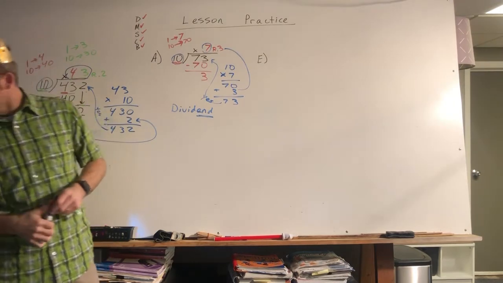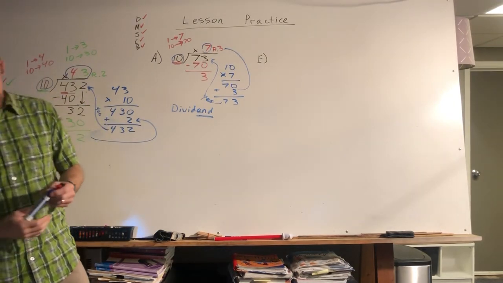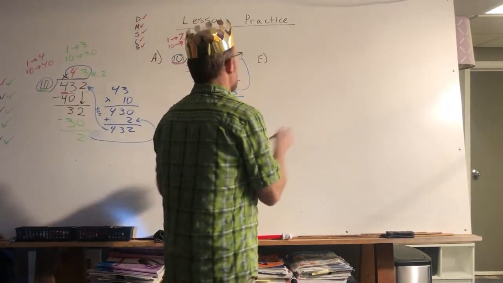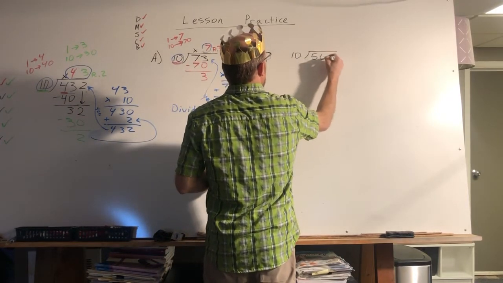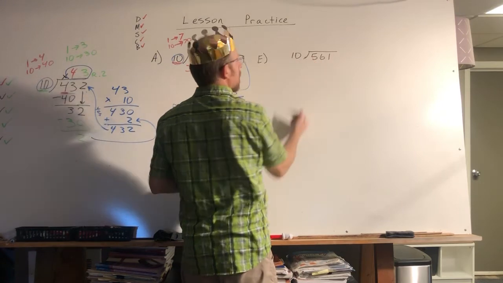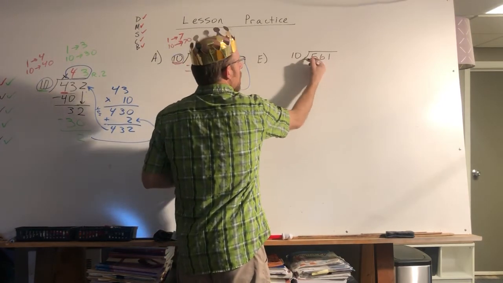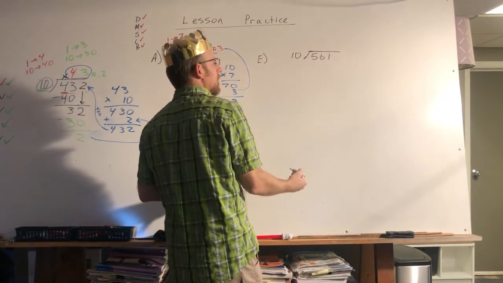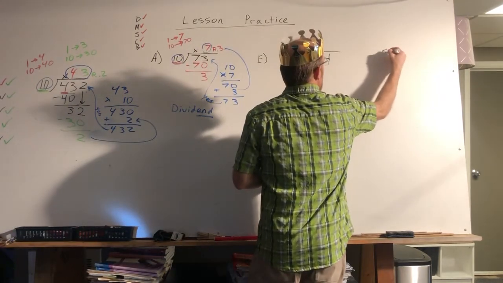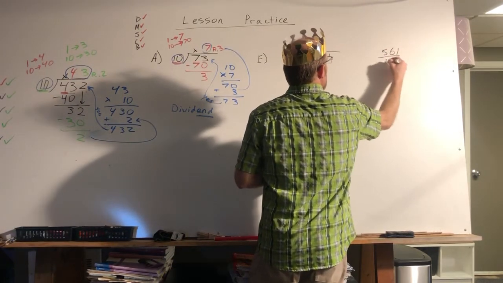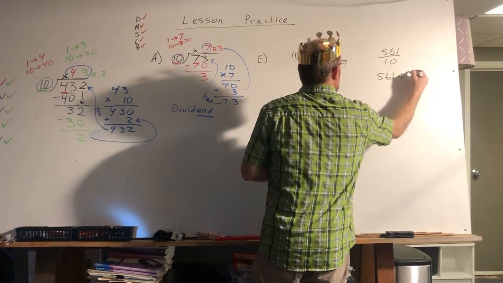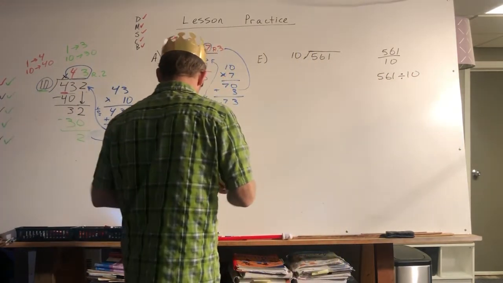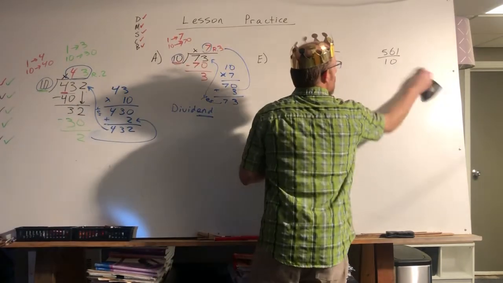And we're going to do letter E. Letter E says 10 into 561. Or another way of saying that is 561 divided by 10. Another way to write that would be 561 divided by 10, just as a refresher.